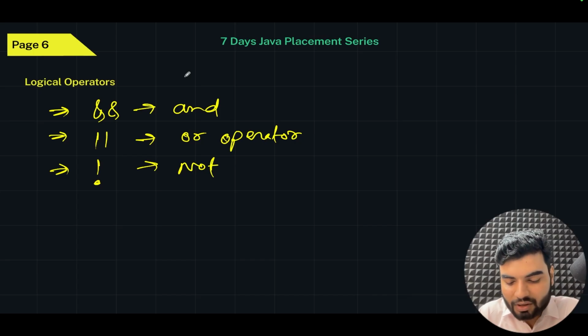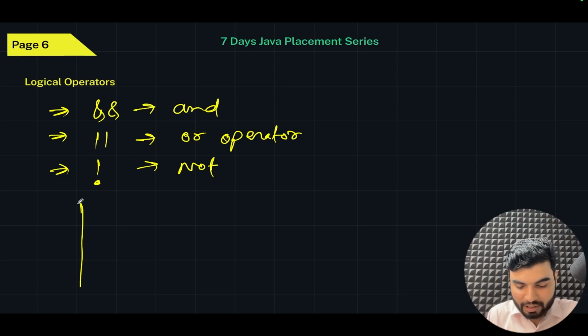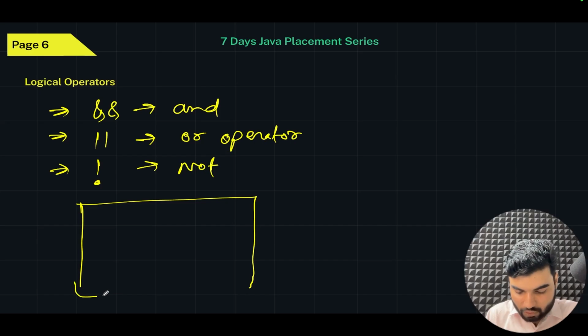Perfect. Now let's say I have two variables. I'm just creating a table for you. You'll have that memory from your college, which you already learned.